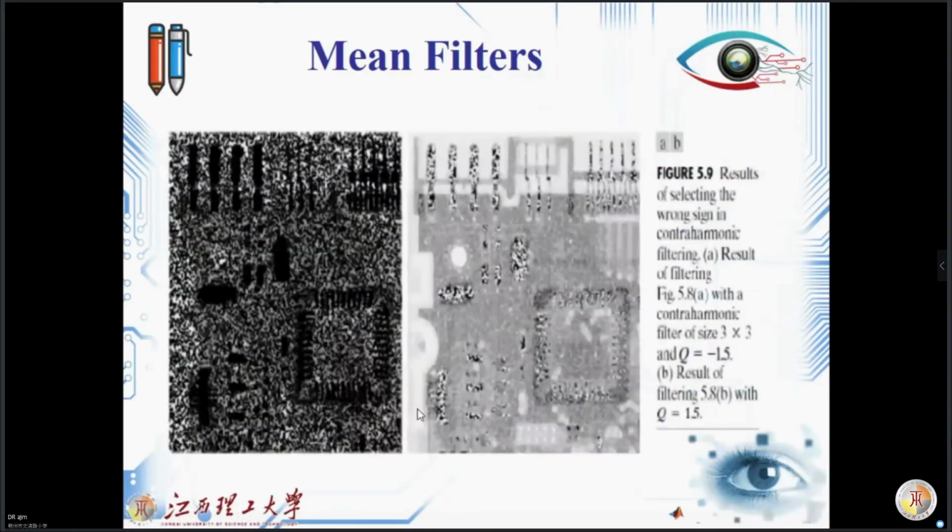Another example should be this, which is the result of selection of the right sign in contraharmonic filtering. Picture A is the result of filtering with the size of 3 by 3 and Q of minus 1.5, and B is the result of filtering with Q of plus 1.5. You see the difference, totally different mean filters.